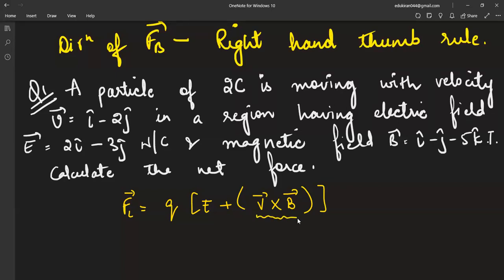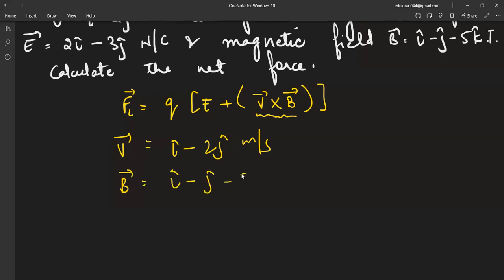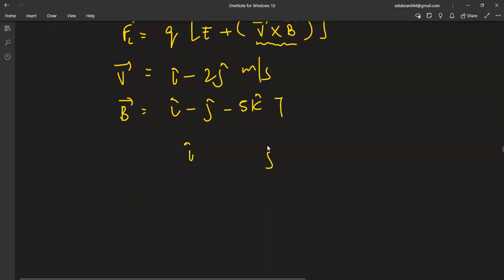Cross product, I hope all of you have remembered from class 11th, though we have revised it also. See, vector V is I cap minus 2 J cap meter per second, and you have magnetic field as I cap minus J cap minus 5 K cap Tesla. So V cross B, let's solve it in the form of determinants with I cap, J cap and K cap. Let's write down the coefficients of each. For the velocity, we'll write it first, because we are having V cross B, so the first vector comes first. This is 1, minus 2, and there is no K cap over here, so this is 0. For B, this becomes 1, J cap's coefficient is minus 1, and K cap's coefficient is minus 5.